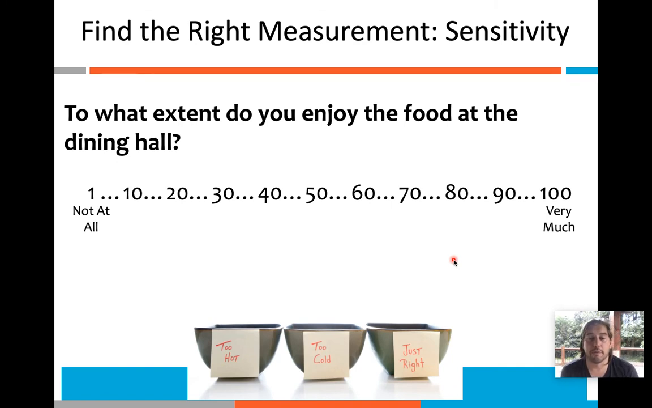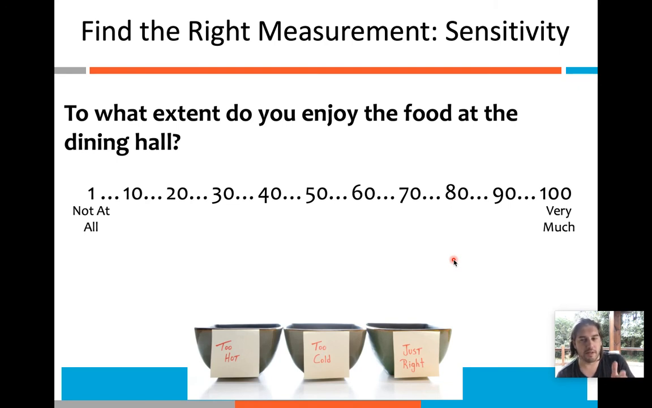I could also develop a scale like this, from 1 to 100. And I could say 1 is not at all, 100 is that you enjoy it very much. From 1 to 100, how much would you say you enjoy the food? This is probably too much sensitivity, right? There's not a whole lot of reason to think that there's a meaningful difference between someone who rates it a 65 and someone who rates it a 68, right? It's too much sensitivity. It's too many options.